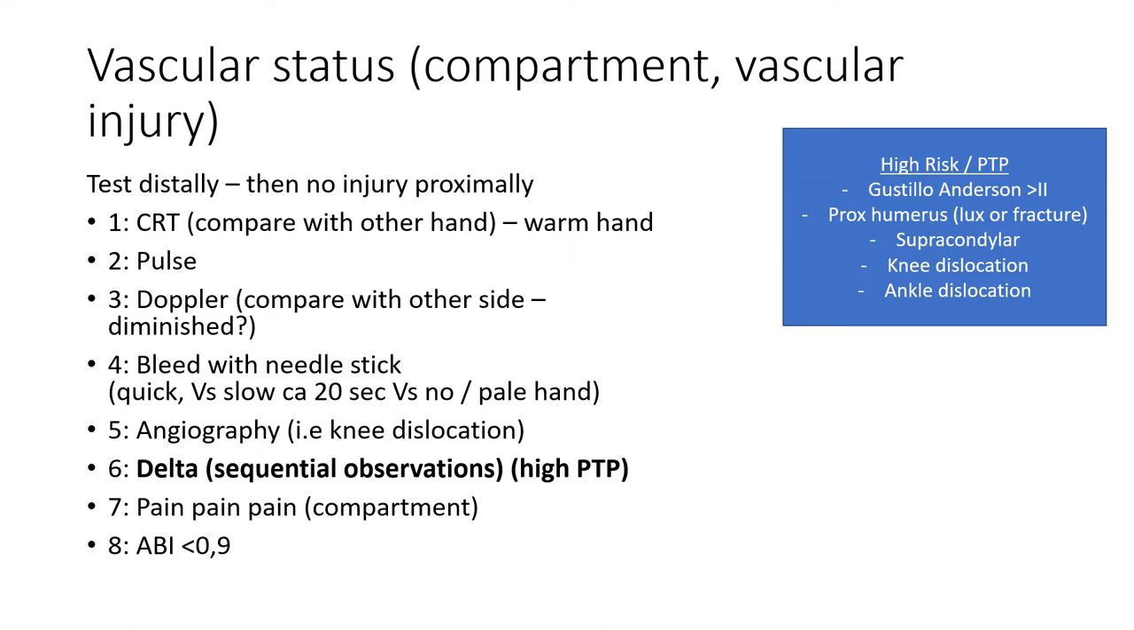So, proximal humerus we talked about, knee dislocation, and ankle dislocations, of course, are also high risk. One that I haven't put on here is obvious tenting of the skin. The only exception being clavicle. Clavicles aren't at high risk of vascular injury when it's just tenting. But tenting of other areas, especially ankles, is something of a concern.